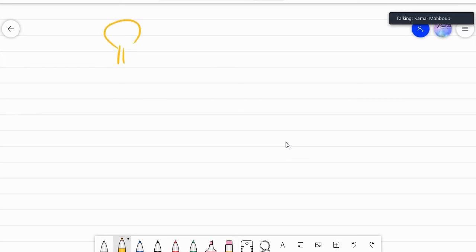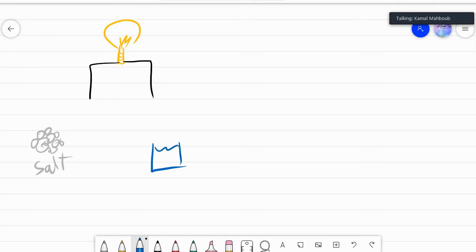Suppose that, guys, we will use a lamp. Okay, we have a lamp. This is an experiment. I hope I have more time to make this experiment. We have a lamp with wire, and we have salt, solid of course, and we have water.